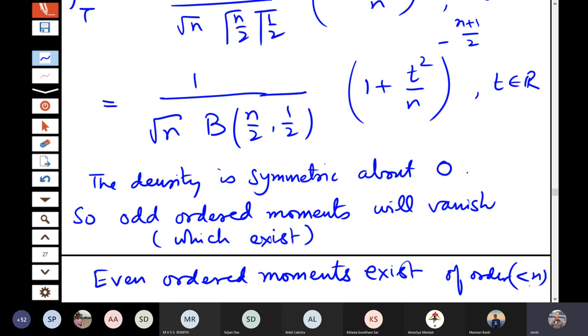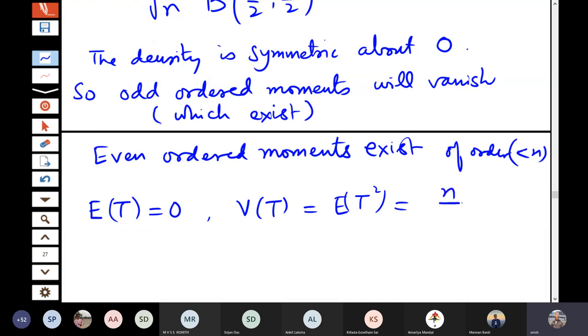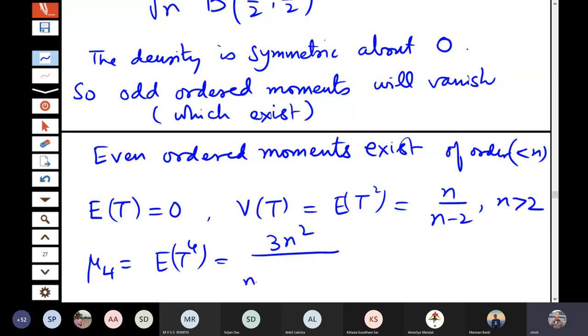You can write down some specific moments actually. So let me just write that here. Expectation of t of course is 0, and variance of t, that is expectation of t square, you can get, it is n by n minus 2. So if n is greater than 2, then this is valid. And mu 4, that is expectation of t to the power 4, is 3n square divided by n minus 2 into n minus 4. This is valid for n greater than 4.